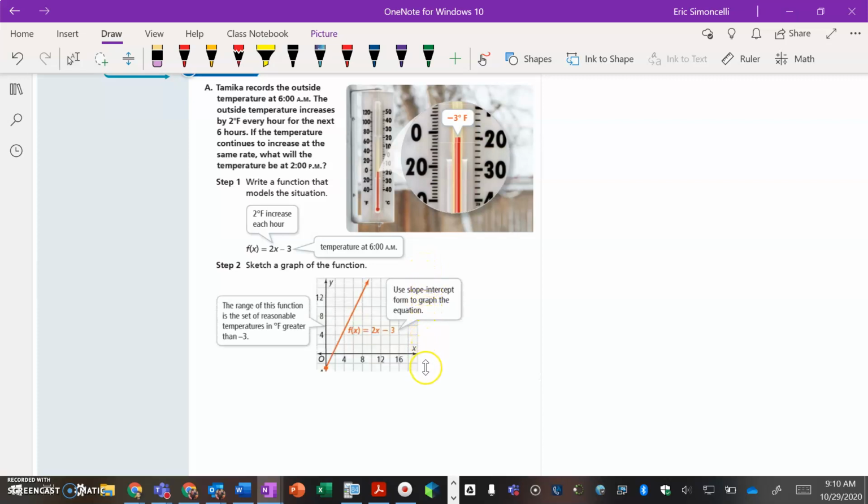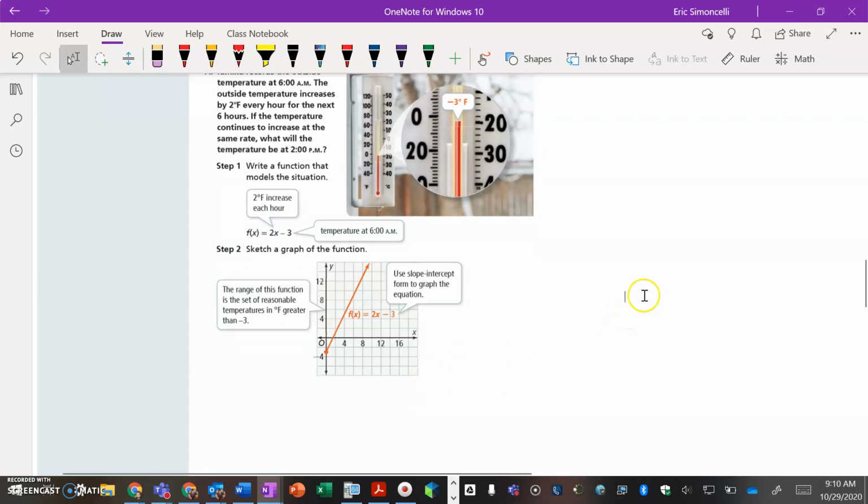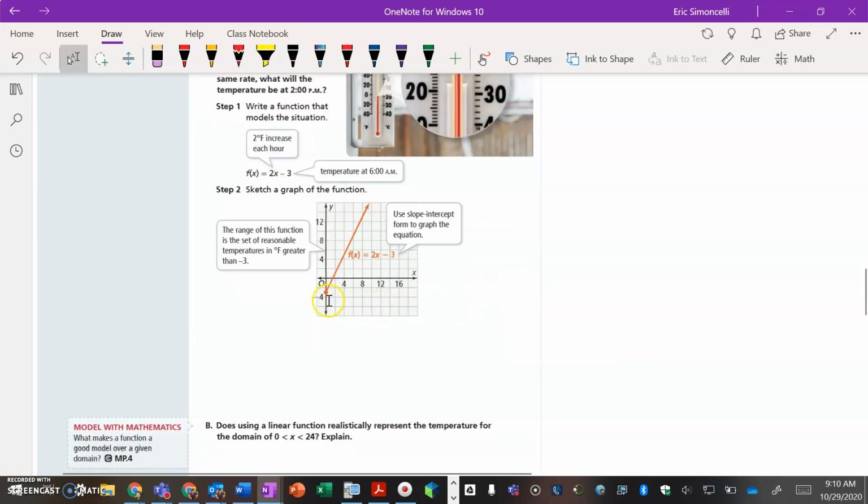Sketch the graph of the function, so let's take a look. I know it's done for you, but look, the y-intercept of -3, that's the starting point. And over the course of time, obviously the temperature goes up. How does it go up? Well, from -3 we go up 2, and then right 1. Up 2, right 1, and so on. You go up 2, right 1 until you can formulate your nice line.